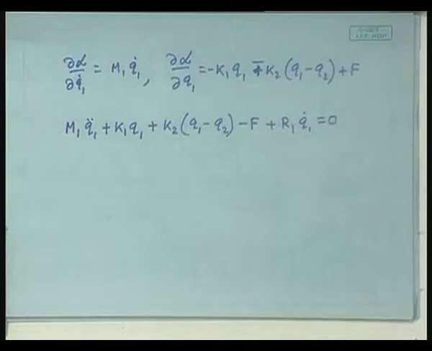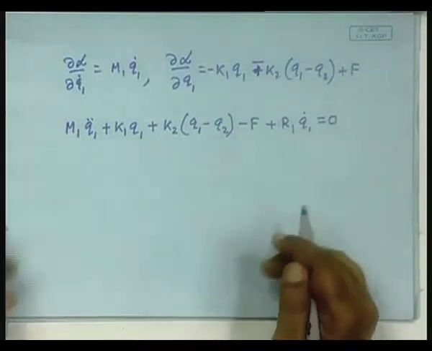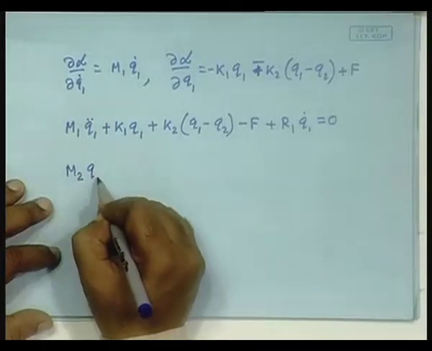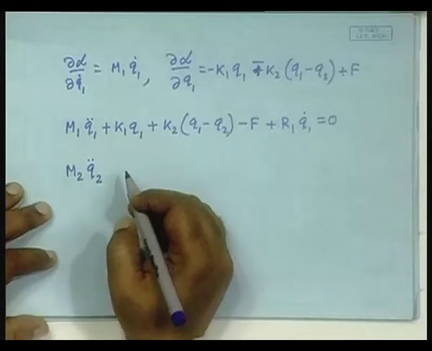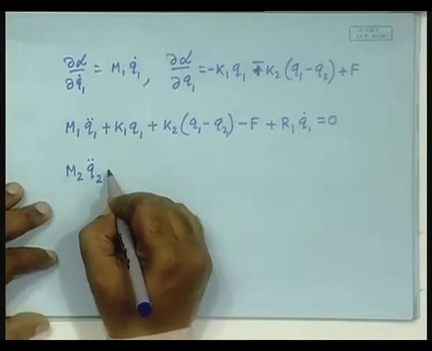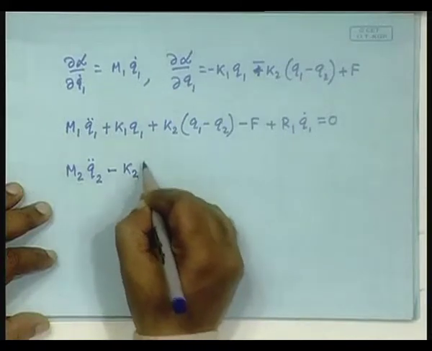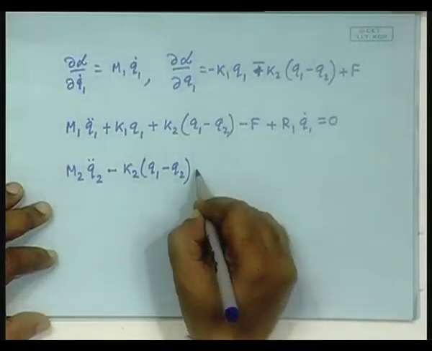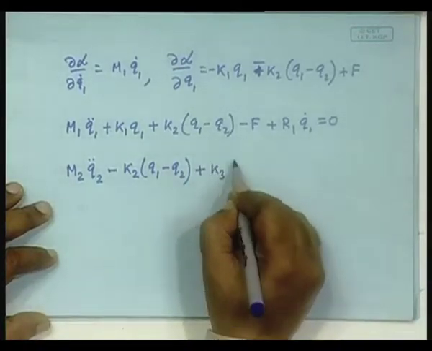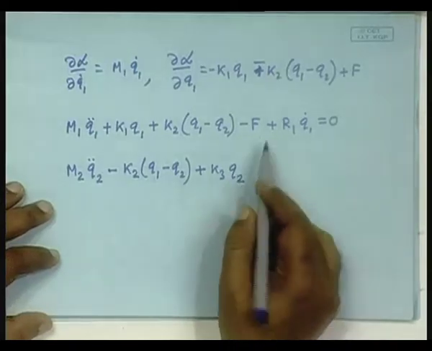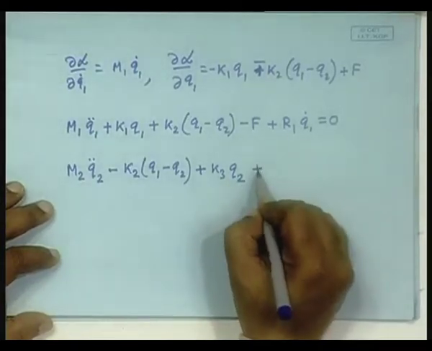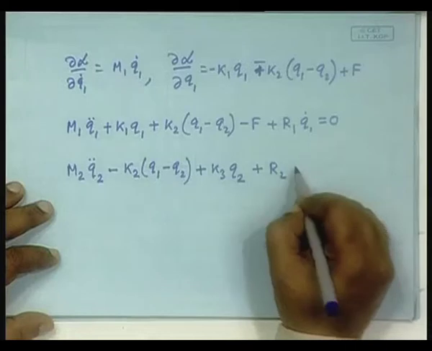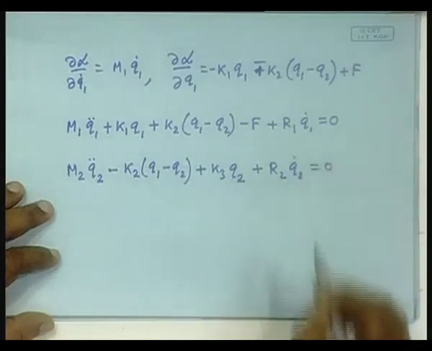Now, let us see, is it right? First, let us write down the second equation also. The second equation would be m2 q2 double dot minus K2 (Q1 minus Q2) plus K3 Q2, this will not be there, then plus R2 Q2 dot.